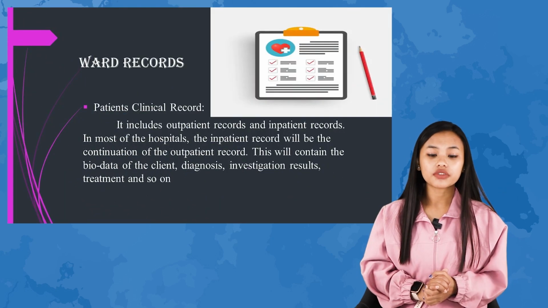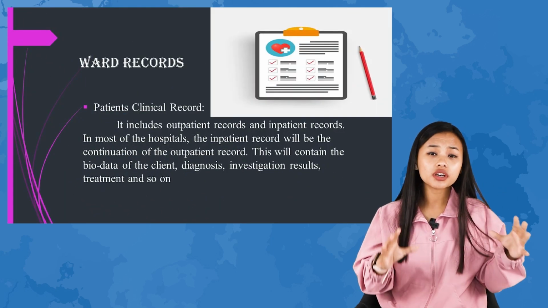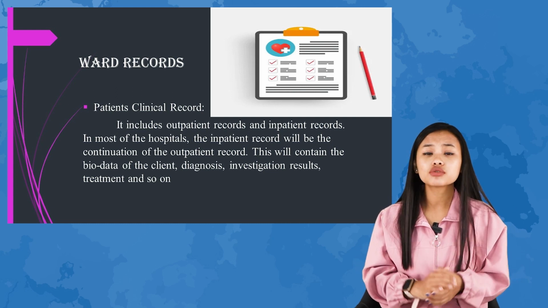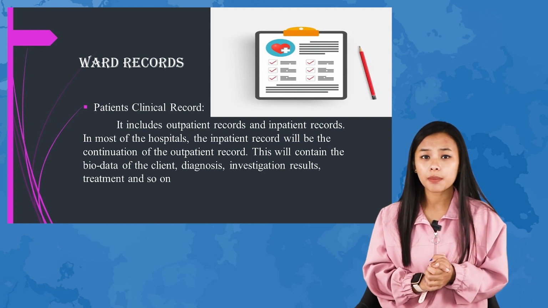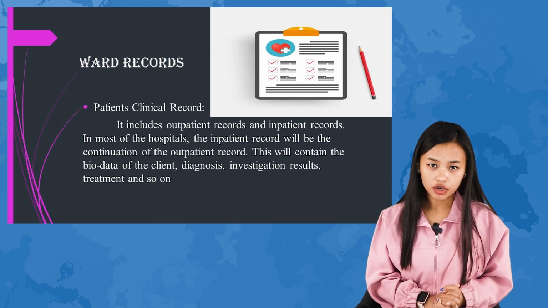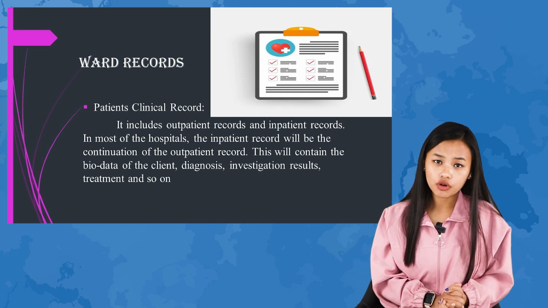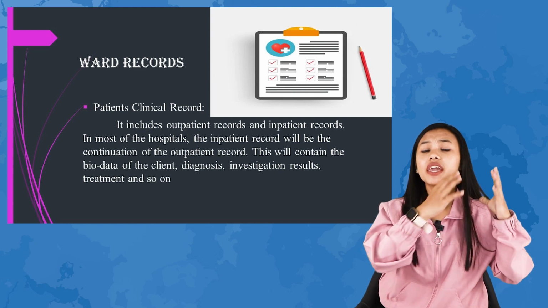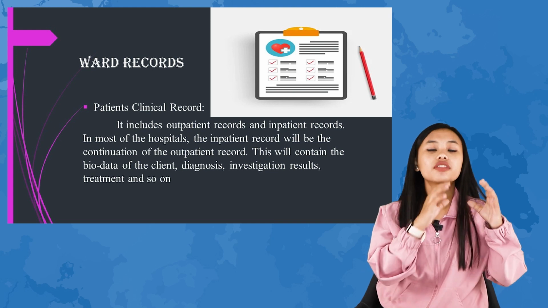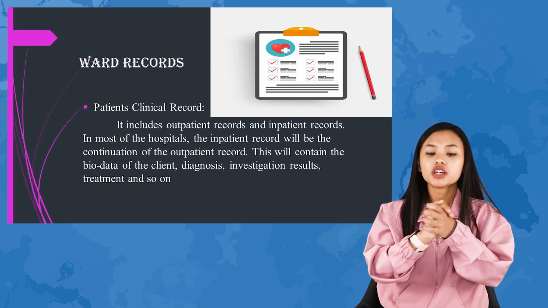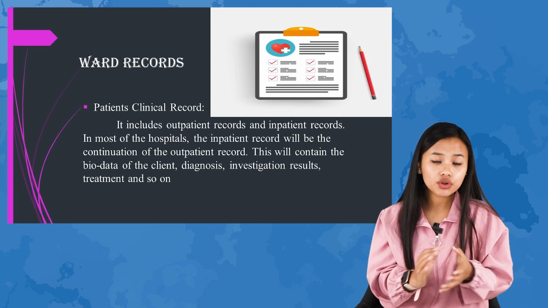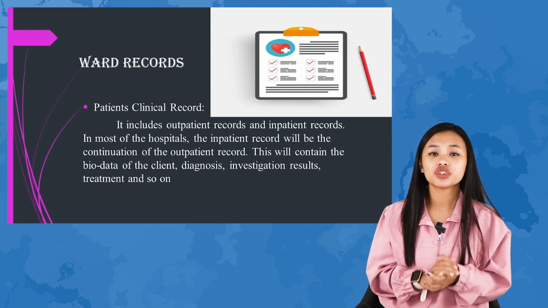Moving on to the first one, the ward record. As I said, a record is a permanent written communication. In the ward record, there will be a record in each and every ward. There are different types of records which we nurses must maintain in each ward. The first one we will talk about is the patient clinical record. This patient clinical record includes both the outpatient record as well as the inpatient record.